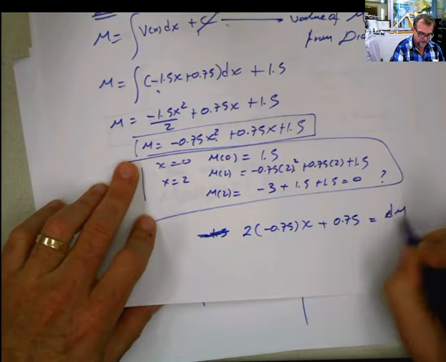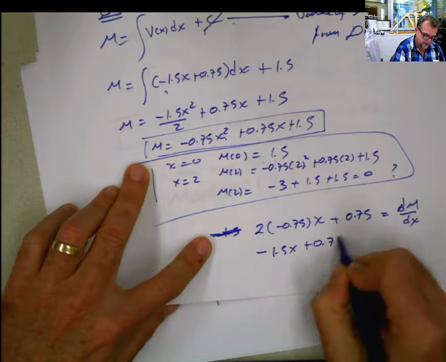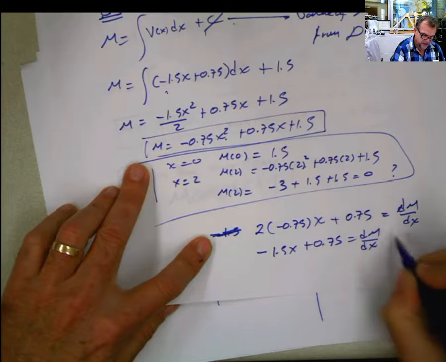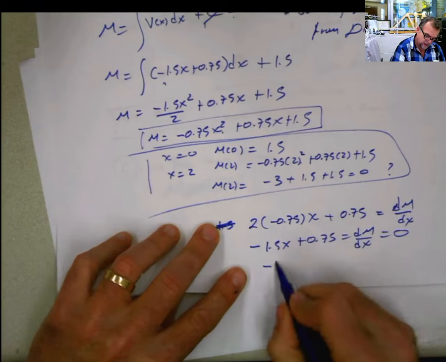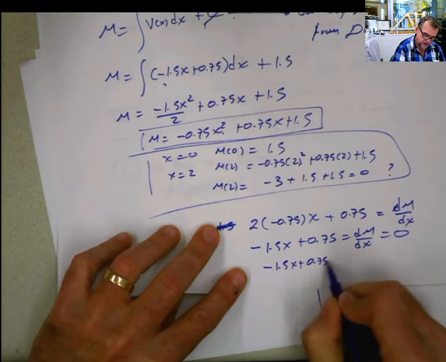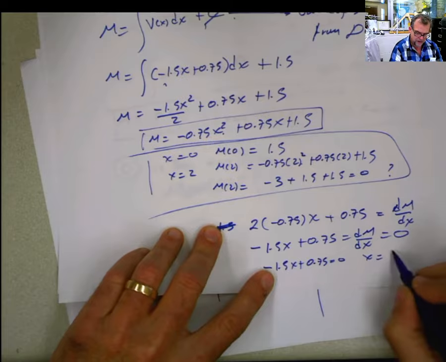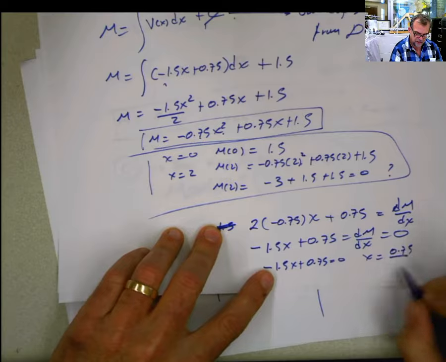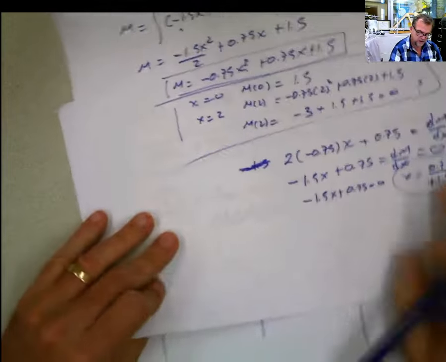The derivative of m with respect to x is negative 1.5 x plus 0.75. That's the derivative of m with respect to x. And I have to make this 0. When I make that derivative 0, I have negative 1.5 x plus 0.75 equals 0. Then I pass this to the other side, so x equals 0.75 divided by negative 1.5, which equals 0.5 meters.